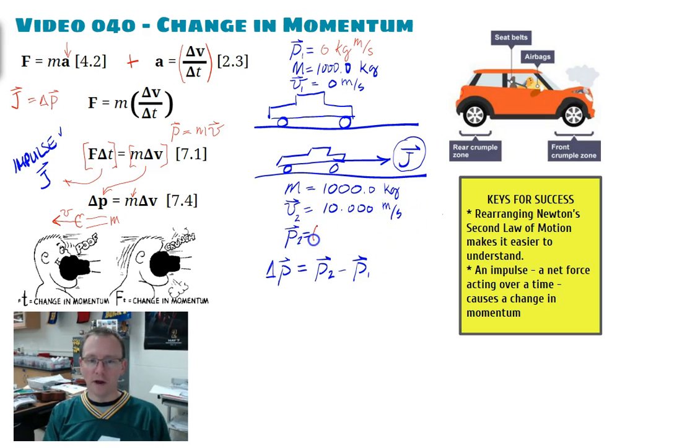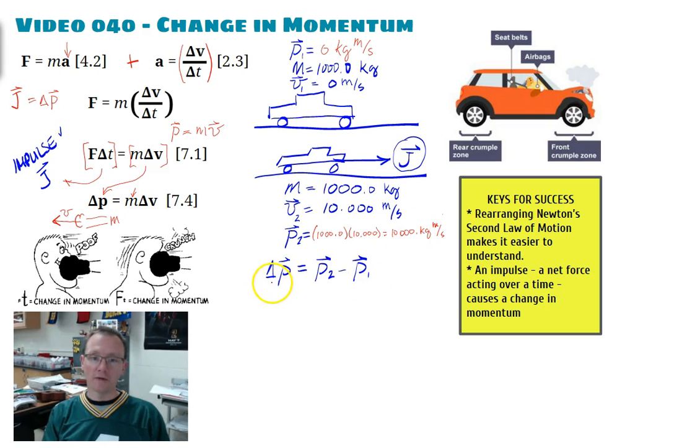And so what's our new momentum? Well, it's easy enough, right? 1,000 times 10 gives us a new momentum of 10,000 kilogram meters per second. So, did the momentum change? Sure, of course it did. If there was an impulse, the momentum must change, right? And so it went from 0 kilogram meters per second to 10,000 kilogram meters per second.